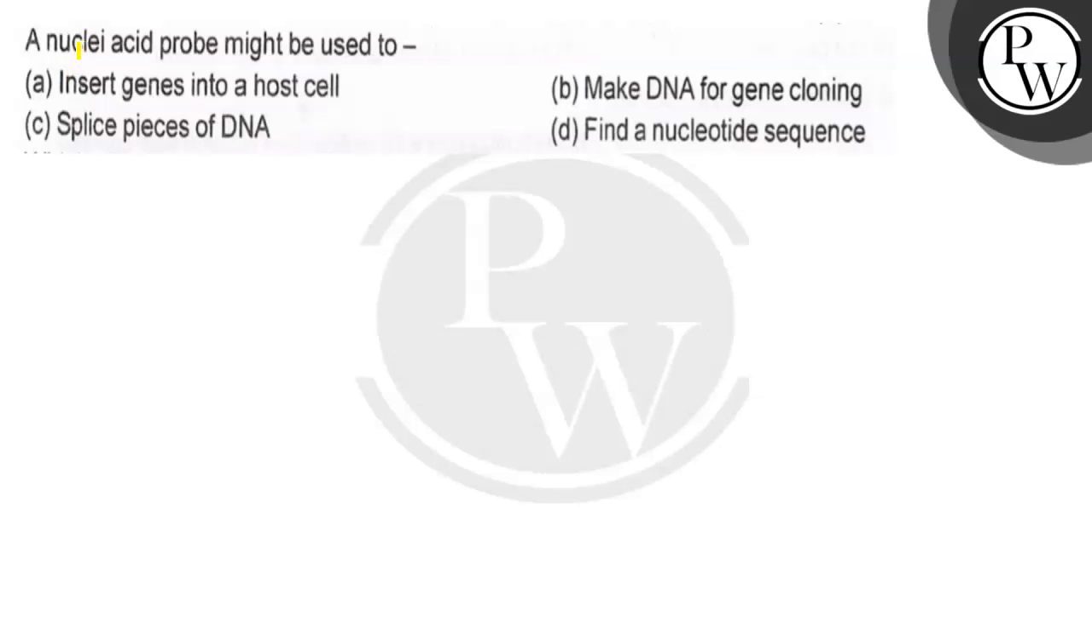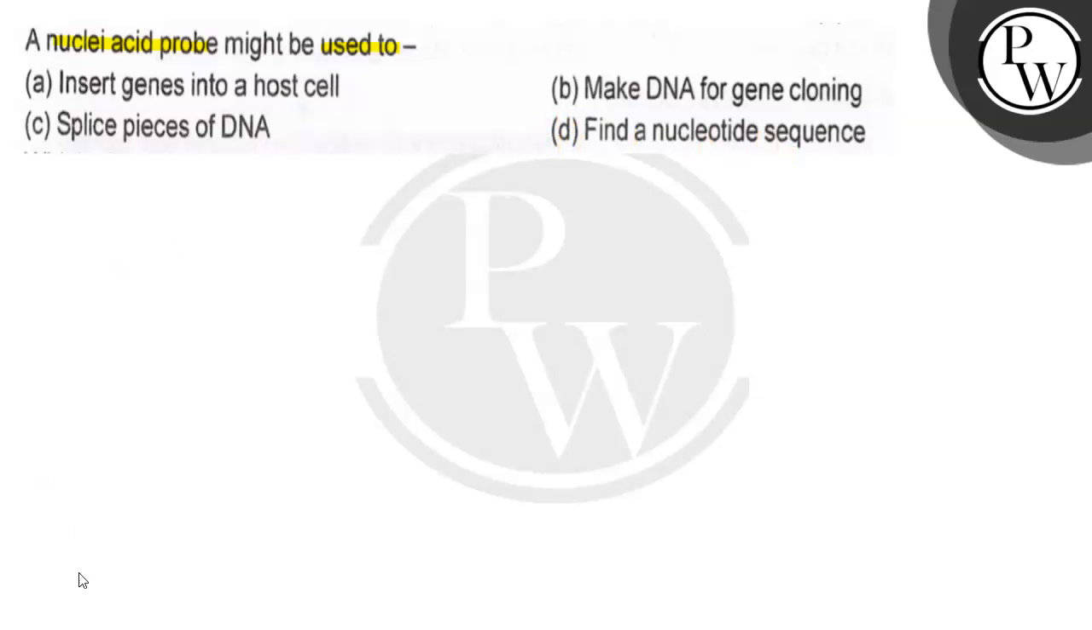The question says that a nucleic acid probe might be used to... मतलब nucleic acid probe का इस्तेमाल क्यों किया जाता है? Here we are provided with four different options. The first option is insert genes into a host cell, make DNA for gene cloning. Option C is saying splice the pieces of DNA, and the last option is find a nucleotide sequence.